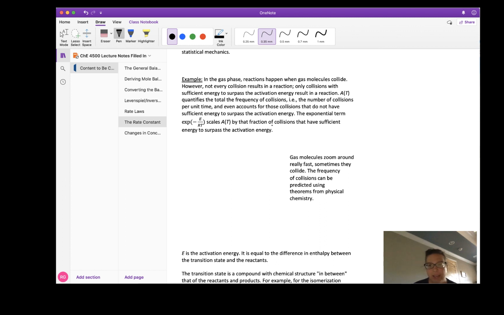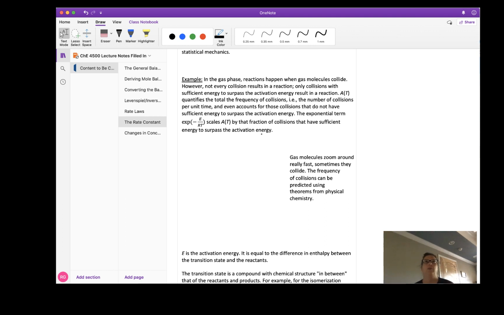So in the gas phase reaction, the A of T term is quantifying the total frequency of collisions, the number of collisions per unit time. So it's even accounting for those collisions that do not have sufficient energy to surpass the activation energy. The exponential term scales A of T by that fraction of collisions that have sufficient energy to pass the activation energy. So at room temperature, if we think about the nitrogen and oxygen in air, the speeds of those molecules are not fast enough, so when they do collide, the collisions are not very energetic. Now, if we were to turn the temperature up, those molecules would be zooming around much faster.